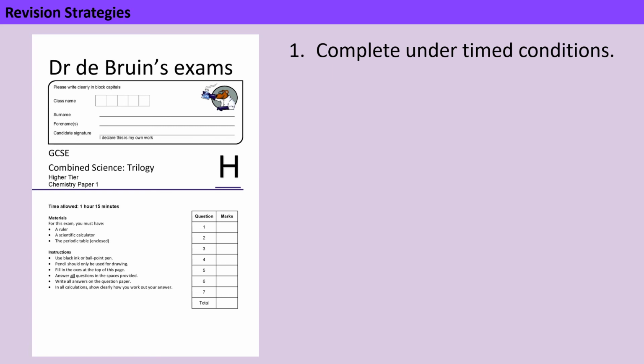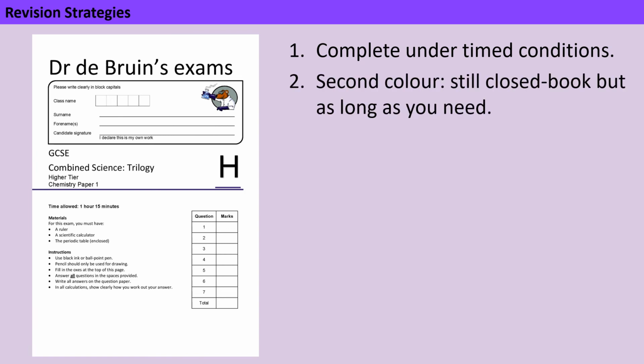Now, the second step is that you get a different coloured pen, and assuming that you haven't quite finished, you've run out of time, which is a really normal thing to happen when you're first trying out full-length papers, you want to go through and see what else could you have answered if you just had a little bit more time. And this is going to help you to assess, do you need to be quicker, do you need to tackle the paper in a different order, those kinds of things.